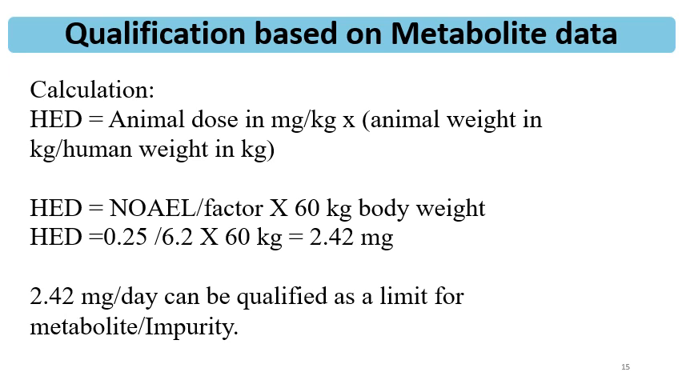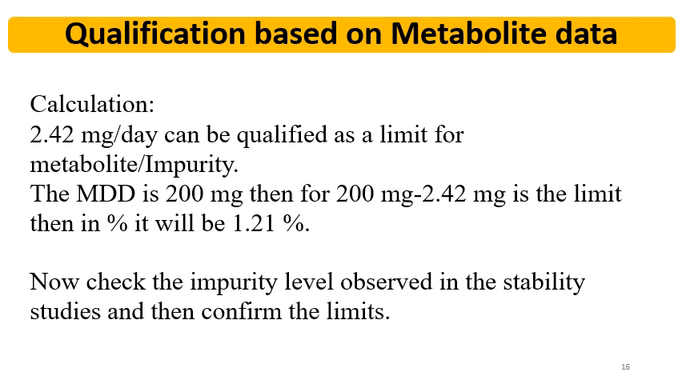So can we take this 2.42 mg as a qualified level? Some factors are also there. We will try to understand in detail whether we can take that limit or not. The calculation has given us 2.42 mg per day as a qualified limit. The MDD is 200 mg, so for 200 mg, 2.42 mg is the limit, and if you convert this limit of 2.42 mg into percentage, it will be 1.21%.